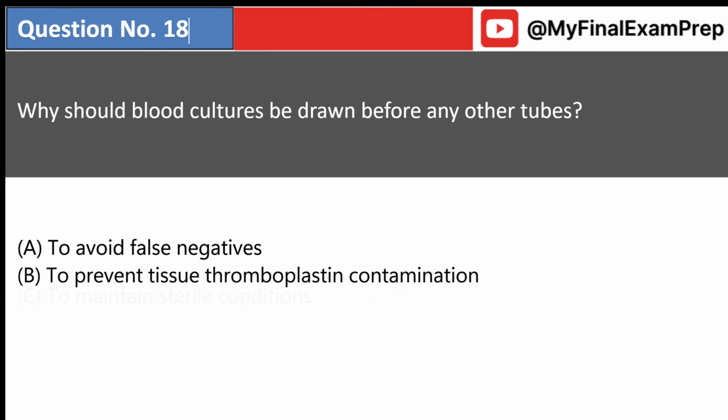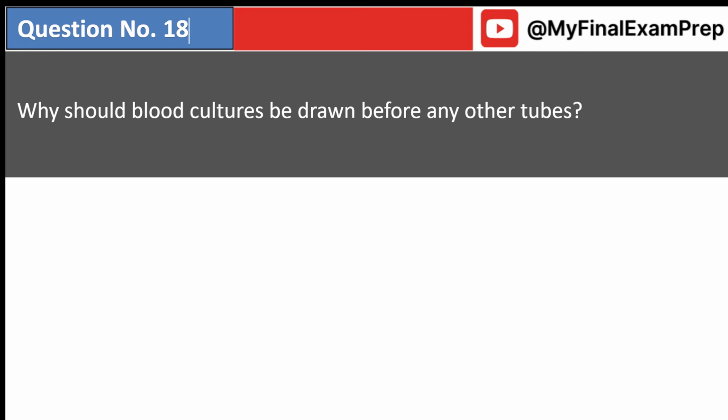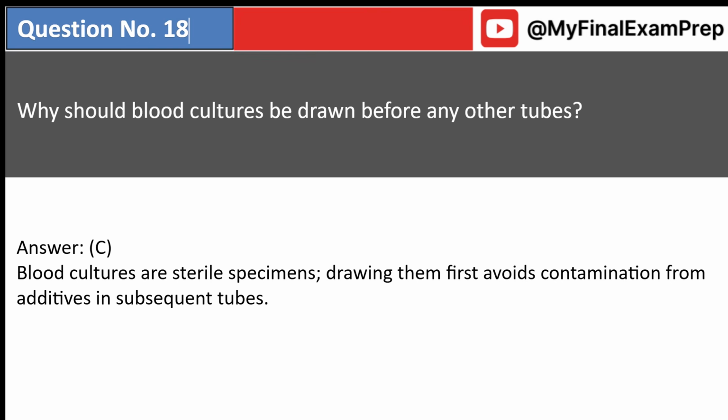Why should blood cultures be drawn before any other tubes? A. To avoid false negatives. B. To prevent tissue thromboplastin contamination. C. To maintain sterile conditions. D. To reduce coagulation error. Answer C. Blood cultures are sterile specimens. Drawing them first avoids contamination from additives in subsequent tubes.